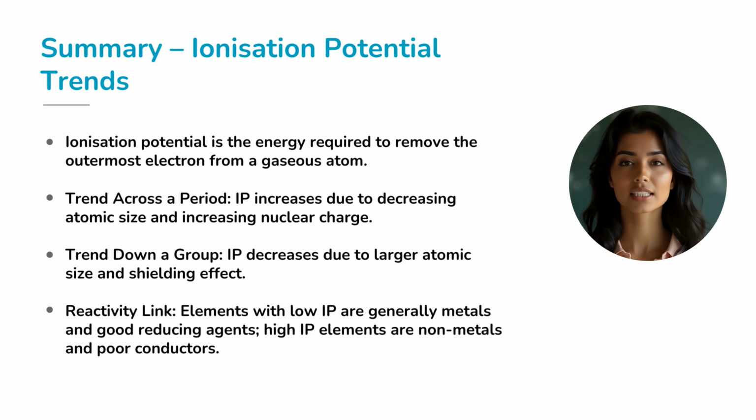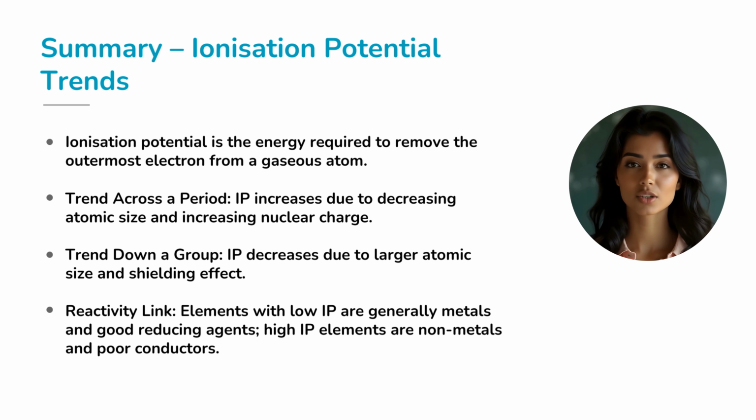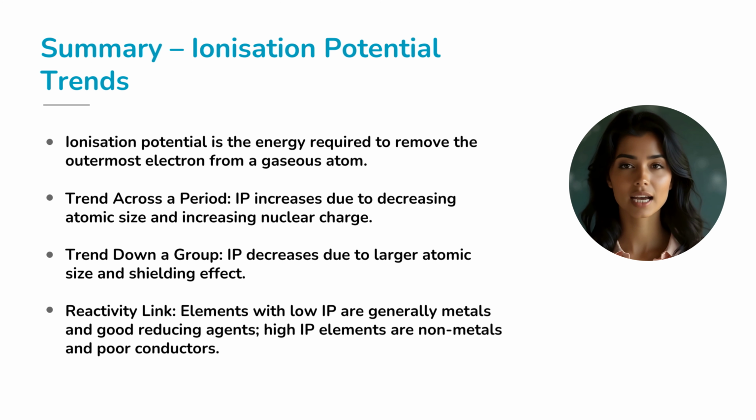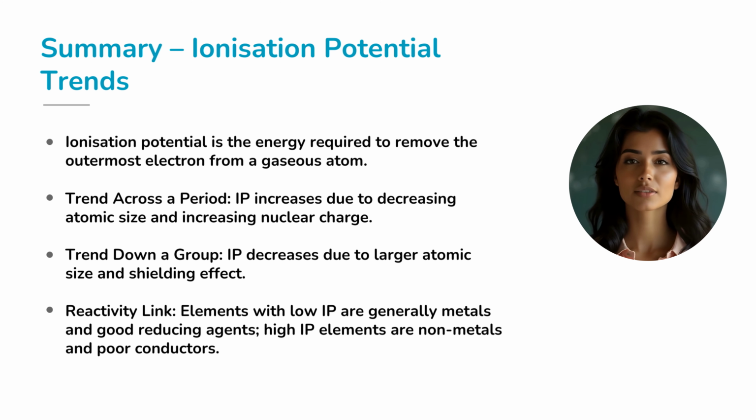So let's quickly revise what we've learned about ionization potential. Ionization potential is the energy required to remove the outermost electron from a gaseous atom. It increases across a period due to decreasing atomic size and increasing nuclear charge. It decreases down a group due to increasing atomic size and greater shielding effect. Noble gases have high IP and are chemically inert. Alkali metals have low IP and are highly reactive. This property helps us understand and predict the reactivity of elements.